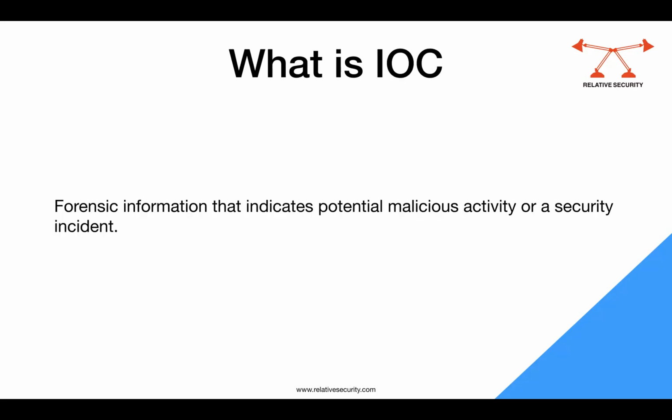This is our last slide, where we're going to talk about indicators of compromise. An indicator of compromise is a piece of forensic information that indicates potential malicious activity or a security incident. IOCs are used by cybersecurity professionals to identify and respond to security threats, because they are very crucial for detecting, investigating, and responding to security threats.